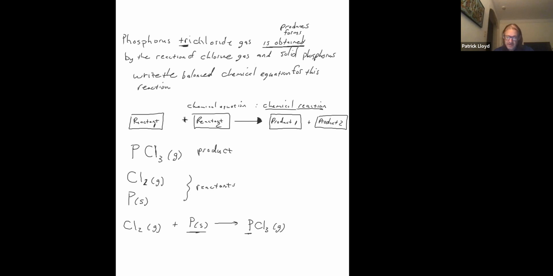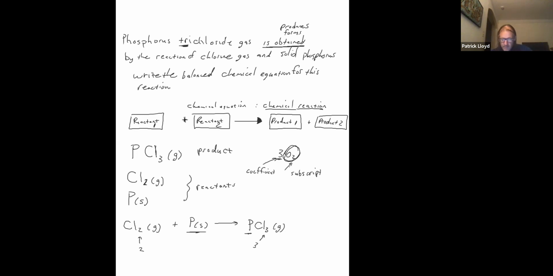The chlorines, however, are not balanced. See how there's a 3 on the right side, and there's only a 2 on the left side? We can't change those numbers. We can't change those subscripts. But what we can do is change what are called coefficients. The coefficient tells you how many of these substances you have. The subscript tells you how many atoms are in one of those substances.